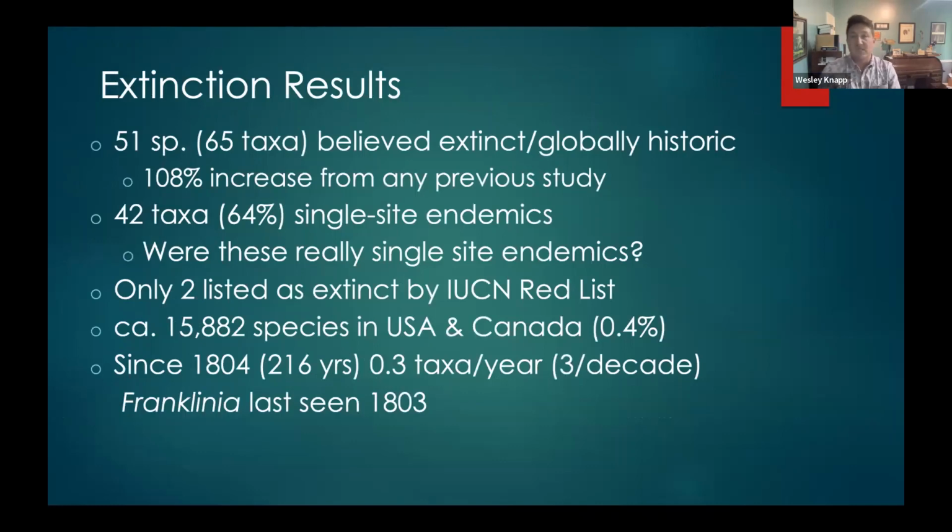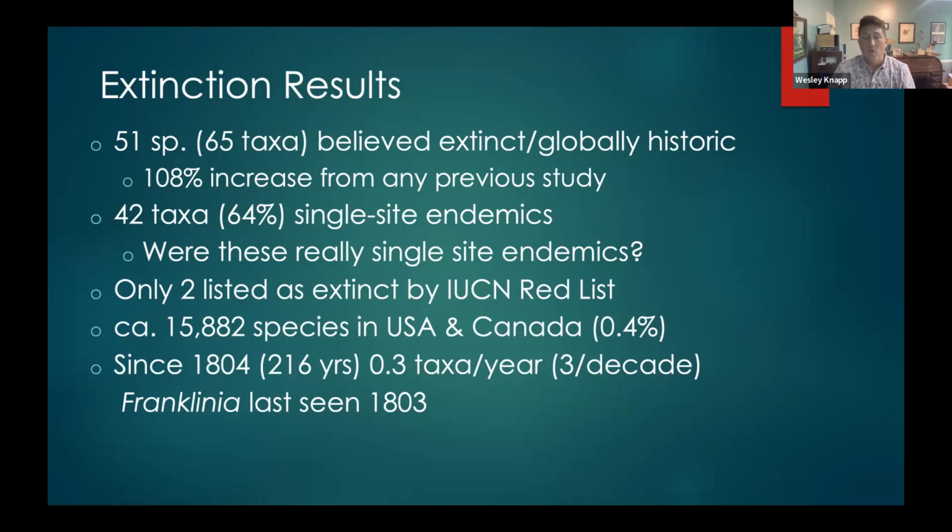We had 51 species and 65 taxa that are believed to be extinct in the US and Canada. That's a 108% increase from any previous study. That just shows the importance of data quality and data interpretation. We can talk about the previous study if you want to after this talk. But one of the big take-home messages here is that 42 taxa, or 64% of those extinct plants, were what we called single site endemics. They were known from just one place on the landscape. But you have to ask the question, were these really single site endemics, or were they only just collected from one place? Because when you talk about extinct plants, oftentimes we know very little about them. We'll come back to that question in a little bit.